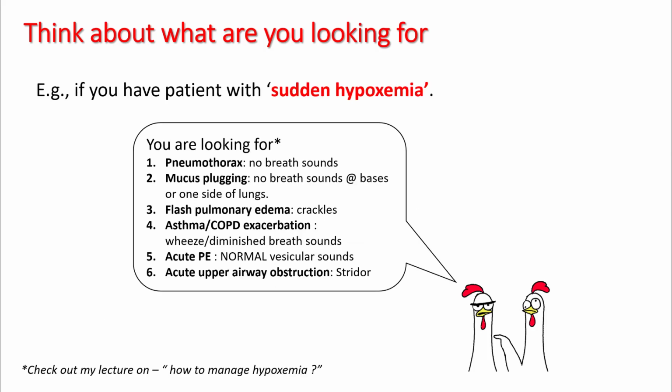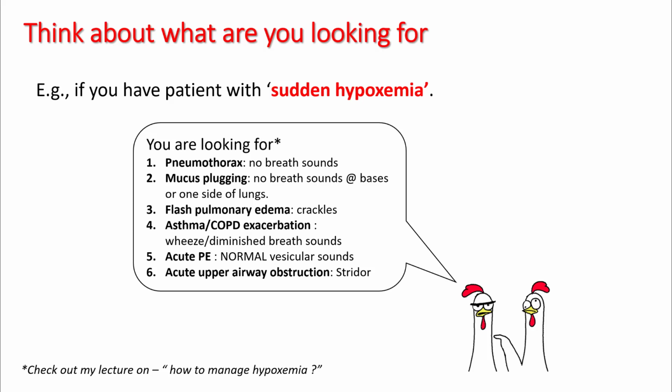If you have a patient with sudden hypoxemia, try to think about what you are looking for during auscultation. There are a few things that cause sudden hypoxemia. Common among them are pneumothorax, mucus plugging, flash pulmonary edema, COPD exacerbation, acute pulmonary embolism, or acute upper airway obstruction. In patients with pneumothorax and mucus plugging, you will hear no breath sounds.